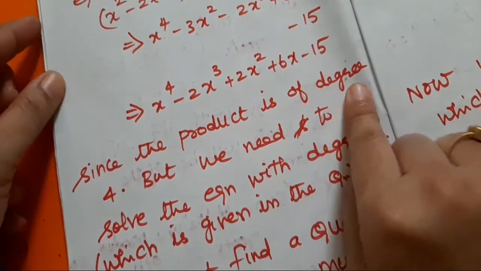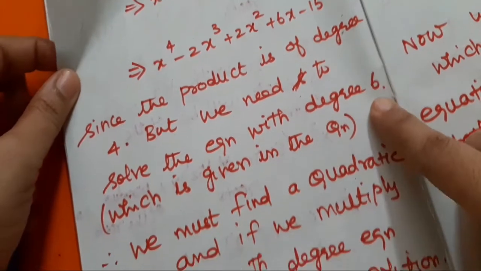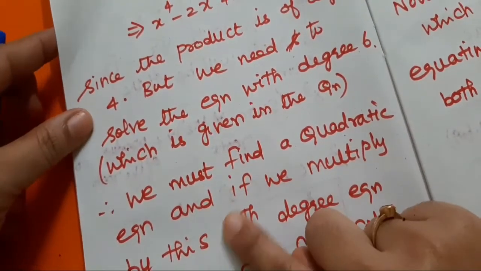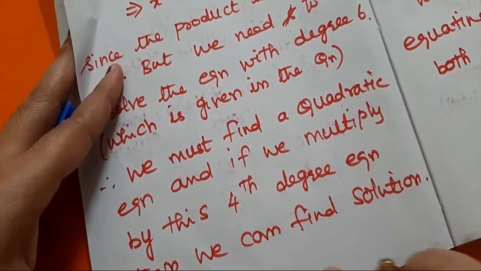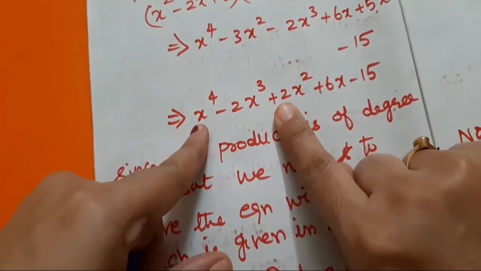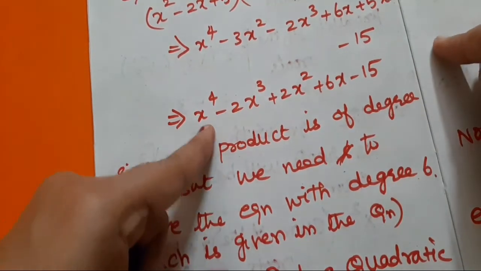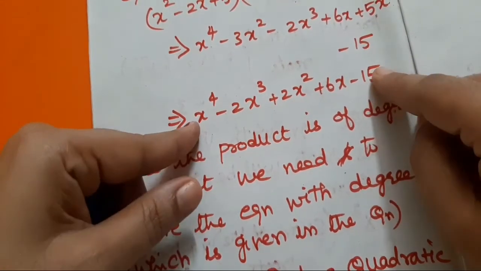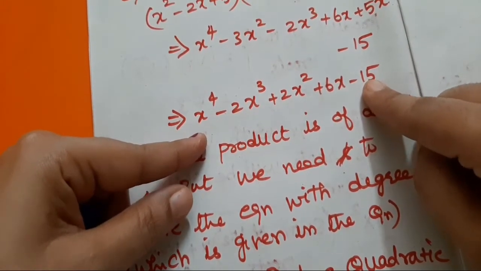Since the product is of degree 4, but we need to solve the equation with degree 6, which is given in the question, we must find a quadratic equation, and if we multiply it by this fourth degree equation, then we can find the solution. So if we multiply this fourth degree equation with the quadratic equation, we get the sixth degree equation which is given. Okay. So quadratic equation means power 2.